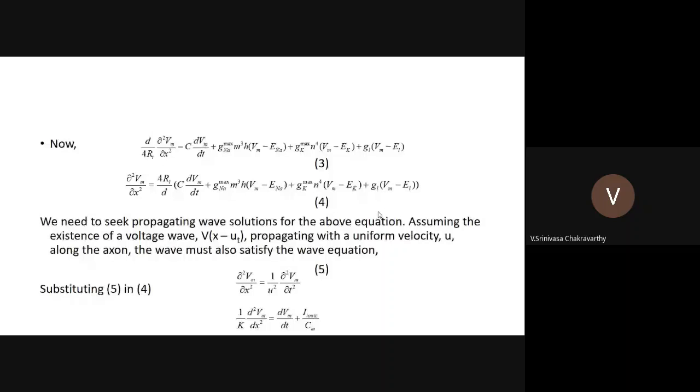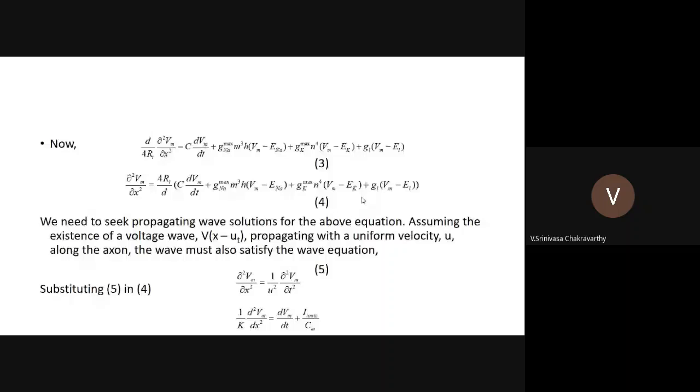Okay, so now we know this equation for the axon allows wave propagation. So there's a wave-like solution, which means it is of the form V of x minus ut. Sorry, t is not a subscript here. It is u times t, u is a velocity, right? So if this kind of solution exists for equation 4, then it means that the same solution also satisfies the standard wave equation, right? Which is ∂²Vm by ∂x² is equal to 1 by u², u is the velocity of propagation, times ∂²Vm by ∂t².